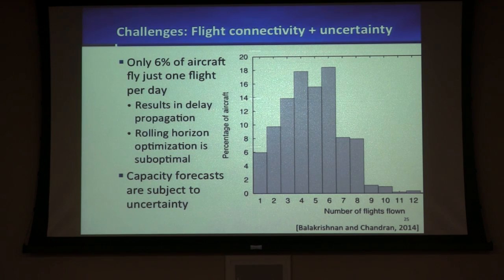The second is the capacity forecast. I said your capacity depends on what your weather is like, but the weather is uncertain, so the capacity itself is likely to be uncertain, and so we need to be able to incorporate that as well.